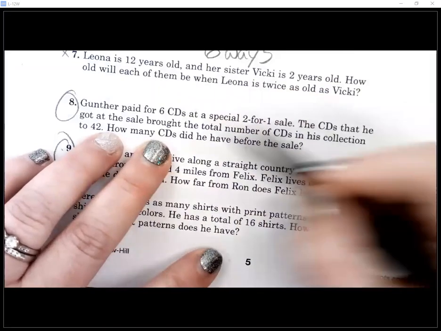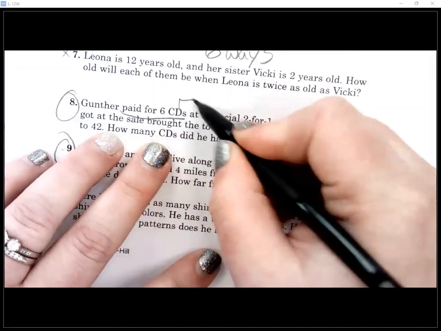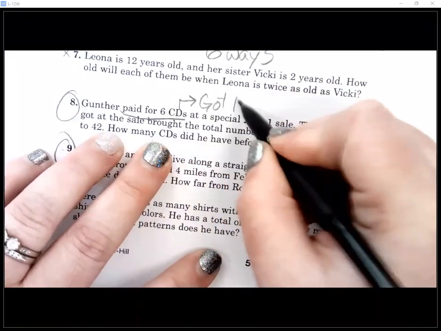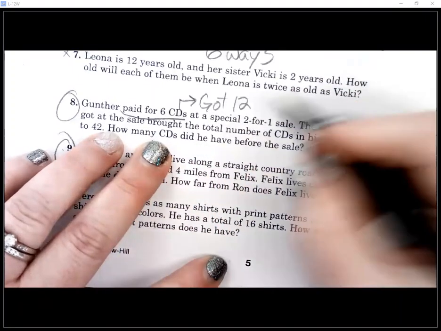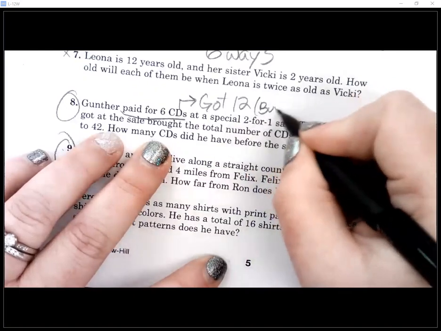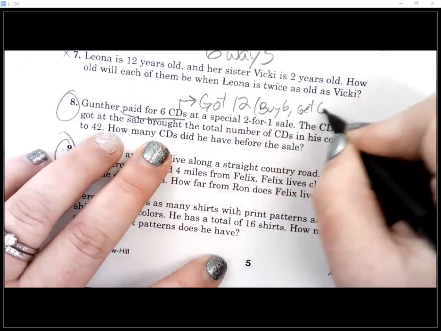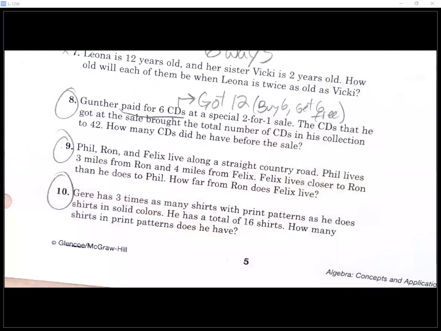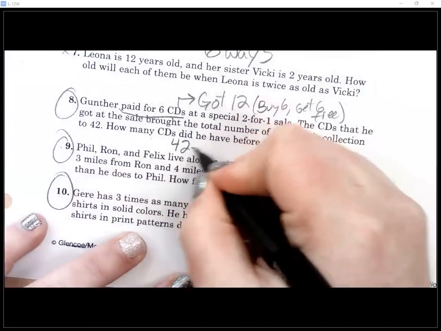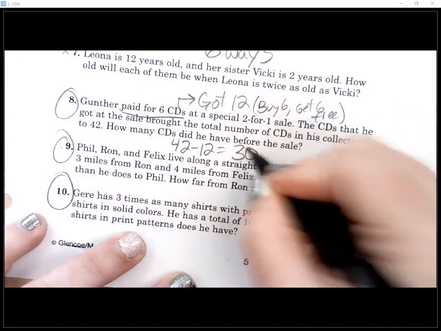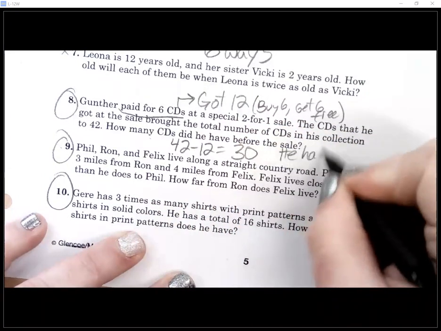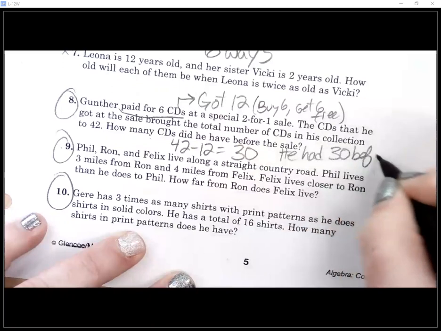So if he paid for 6, that means he got 12, because he's going to buy 6 and get 6 for free. So he got 12. Now when he comes home bragging about how many CDs he has, he says, oh, I have 42 altogether. Right before he bought all these, he must have had 30, because 42 minus the 12 he just bought gets us 30. Do we all agree?